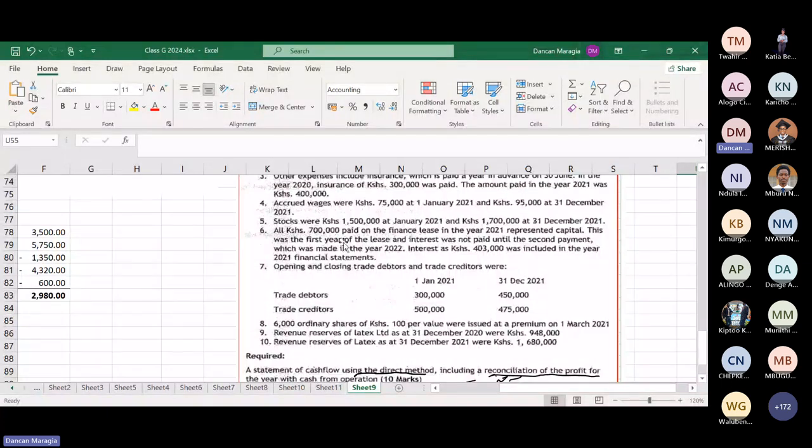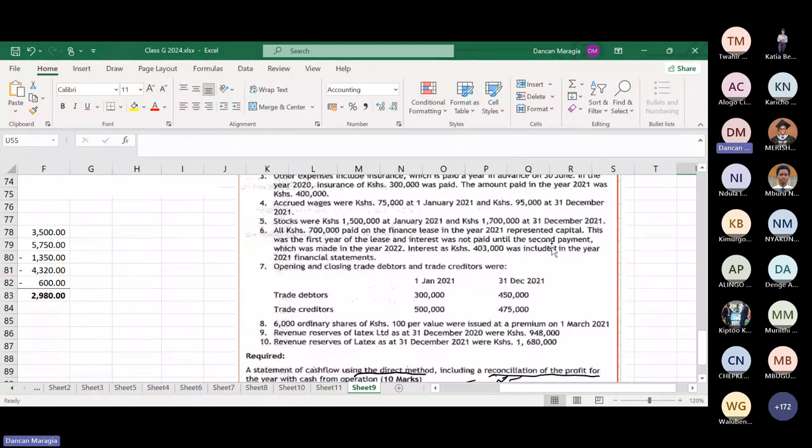All the 700,000, point number 6, all the Kenya shillings, 700,000 paid on the finance lease in the year 2021 represented capital. This was the first year of the lease and the interest was not paid until the second payment, which was made in the year 2022. Interest of 43,000 was included in the year 2021 financial statements.